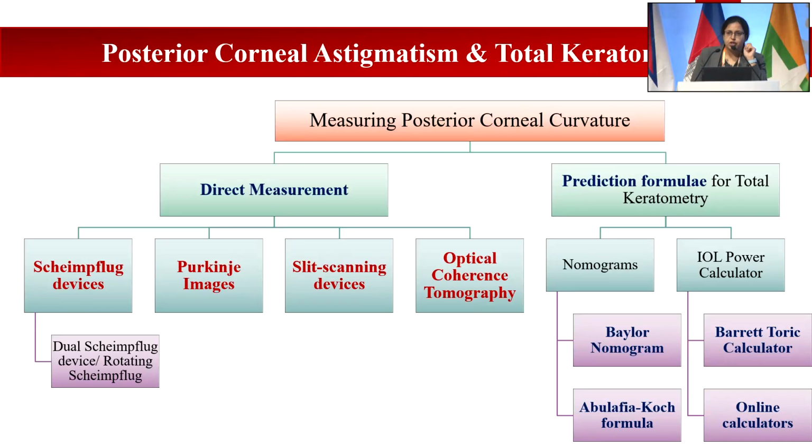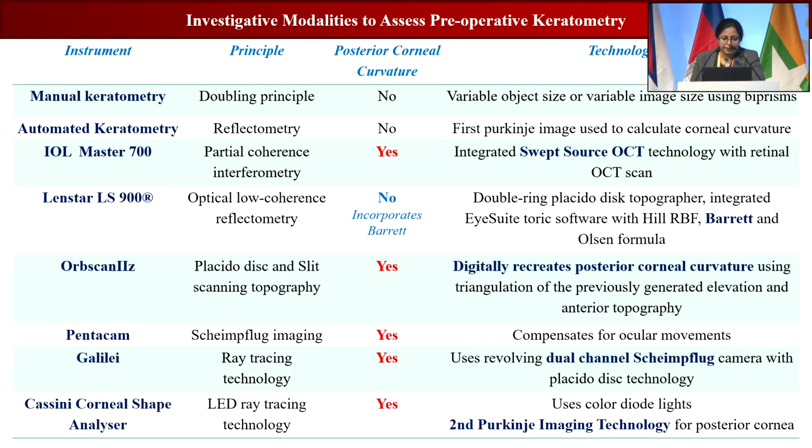So how do you measure the posterior corneal curvature? You can either measure it directly on the newer devices, Scheimpflug based, Purkinje images based devices, slit scanning devices, or OCT based biometers, or there are prediction formulae that just take into account the value of 0.3 to 0.5 diopters in their IOL calculation formulae. So you have nomograms for that. The Baylor one is quite popular, Abulafia-Koch, and online calculators can do it for you easily, the Barrett online toric calculator and other online calculators.